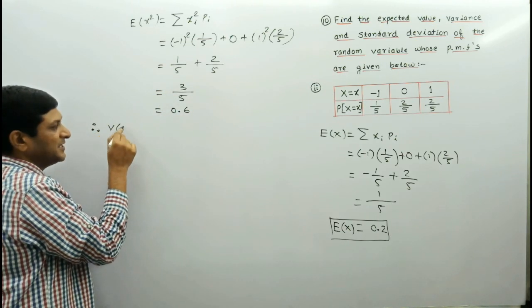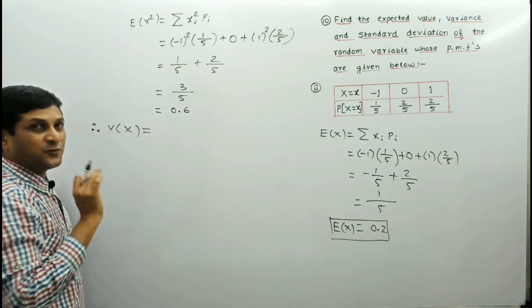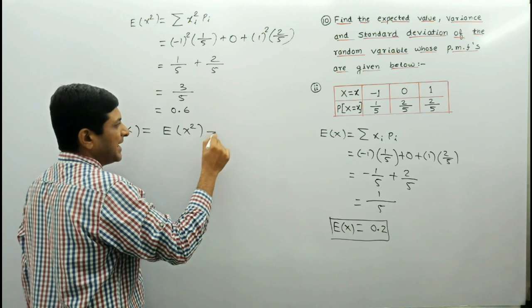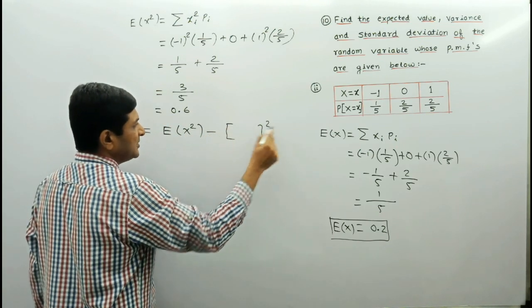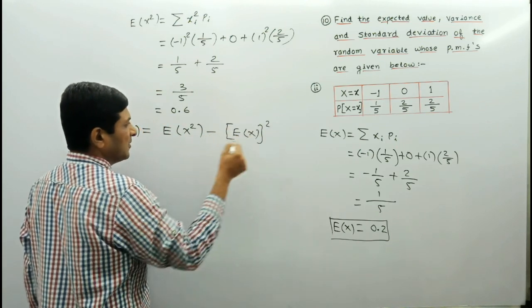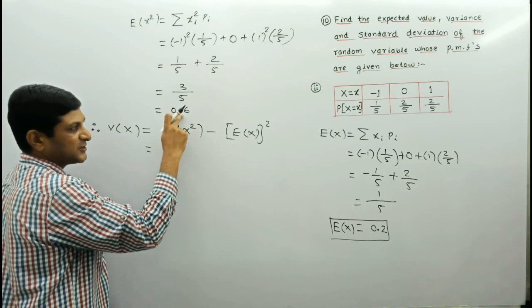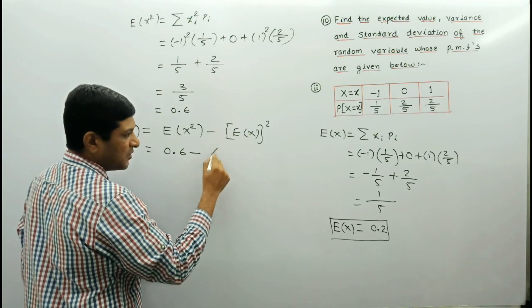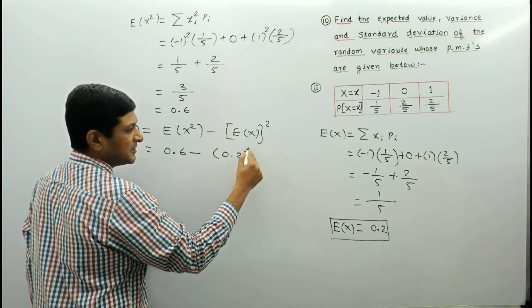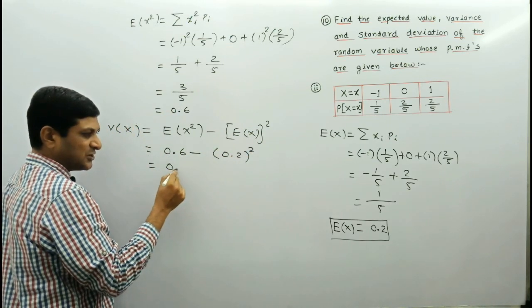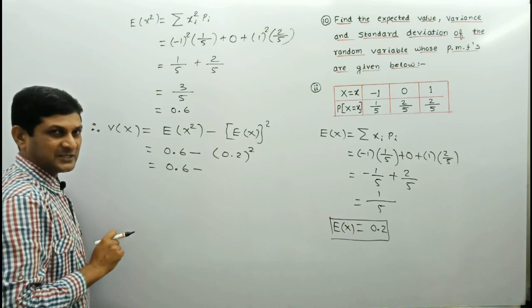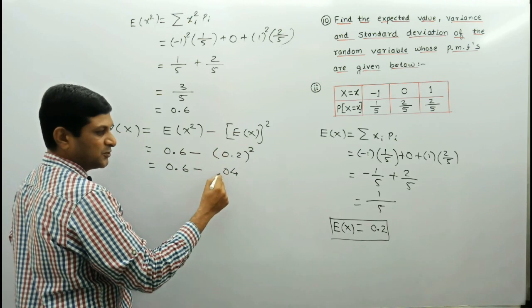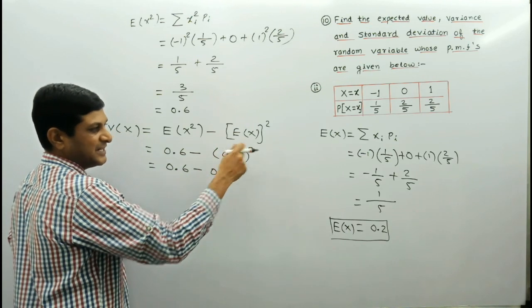So now we are finding V of x. And what is the formula to find out V of x? That is E of x square minus square of E of x. Square of what? E of x. What is value of E of x square? That is 0.6 minus E of x. Already we have got its value will be 0.2. Keep this square as it is. Now simplified 0.6 as it is, minus also as it is. What is square of 2? Will be equal to 4, but decimal point we have to put before 2 digits since square is there.